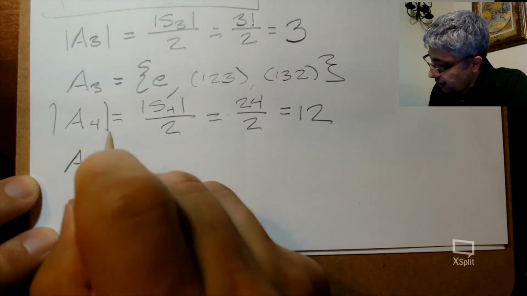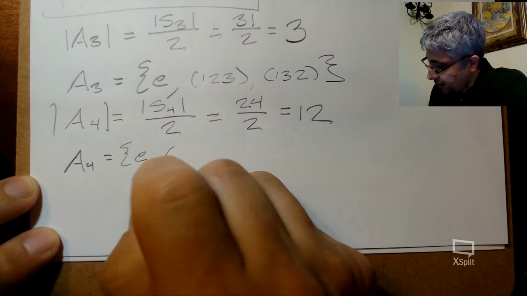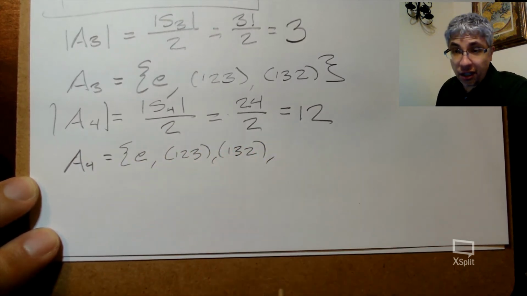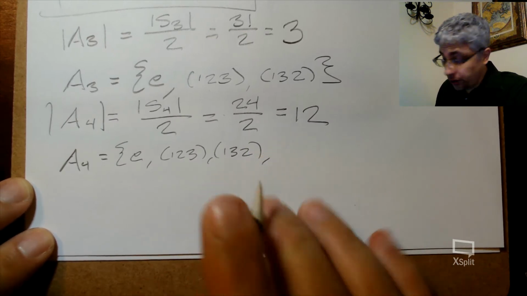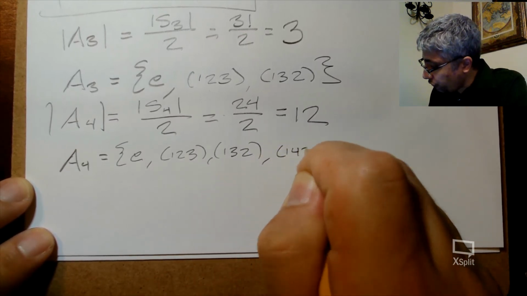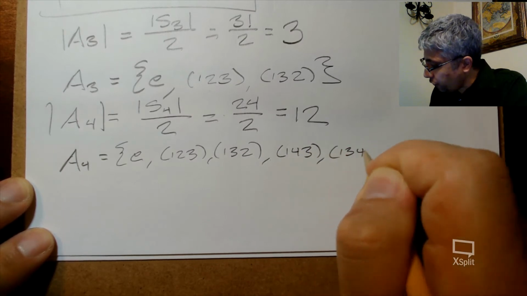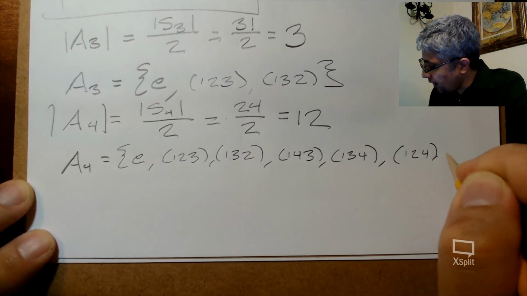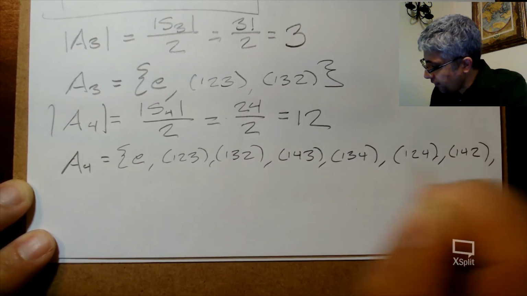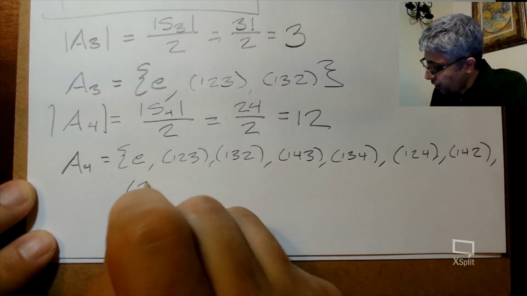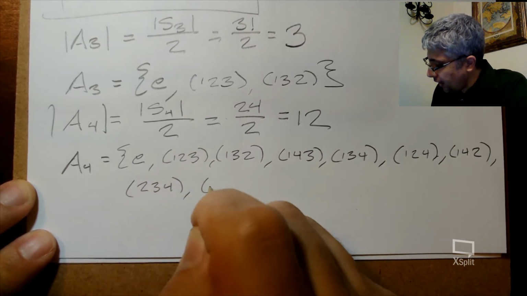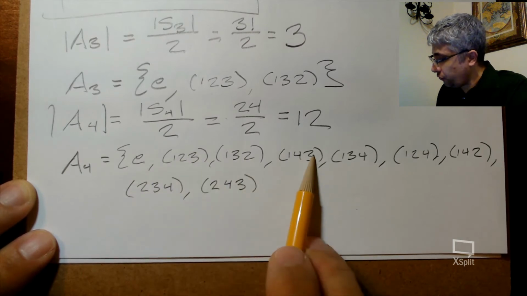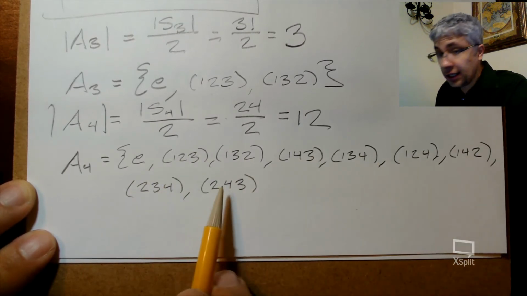A4 is equal to, we have the identity, (1 2 3) and (1 3 2). And of course, any other 3-cycle is also going to be in there. So I have (1 4 3) and (1 3 4), (1 2 4) and (1 4 2), and (2 3 4) and (2 4 3). So I have 1, 2, 3, 4, 5, 6, 7, 8, 9.